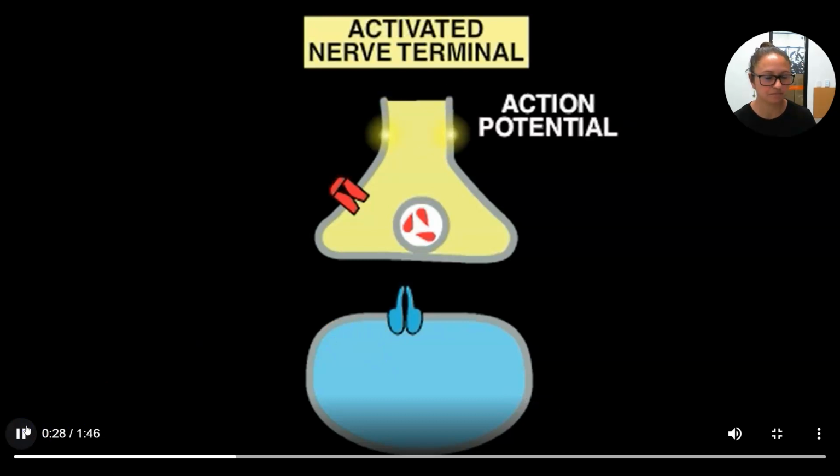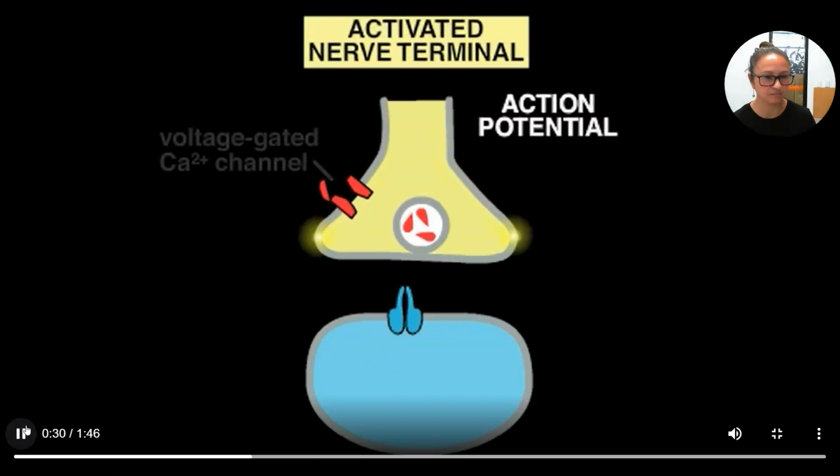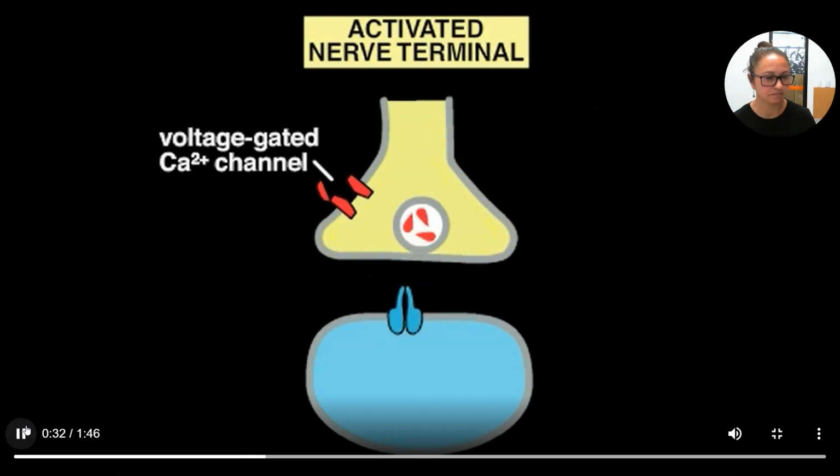When an action potential reaches a nerve terminal, it opens voltage-gated calcium channels in the plasma membrane.